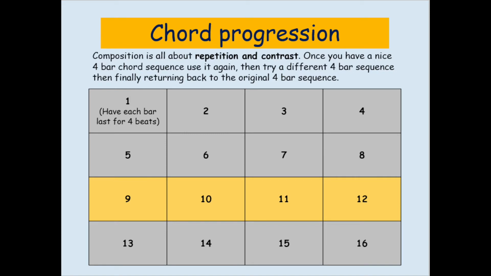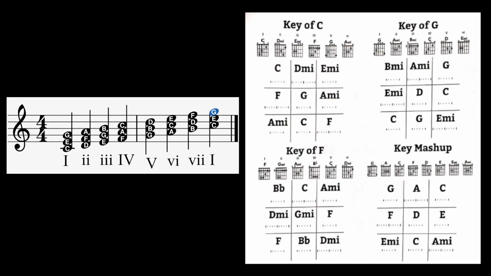So once you have a nice 4-chord progression, use it again to make 8 bars. Then try a different 4-bar sequence of chords, maybe the same chords but in a different order, and then finally repeat the first 4 bars to make it 16. Now you can choose your chords randomly from your list of chords. Just a quick note, I normally avoid chord 3 and chord 7 at first at least.